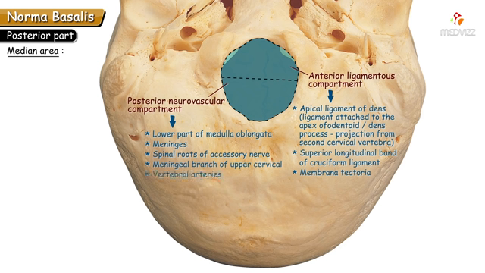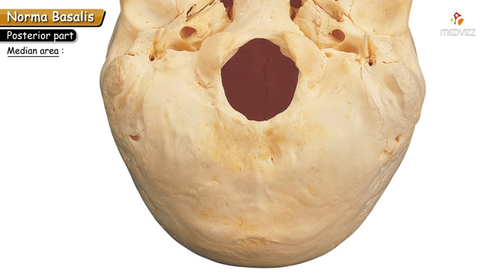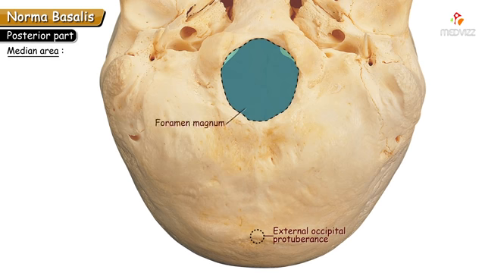Vertebral arteries are present, and a sympathetic plexus around these vertebral arteries, as well as anterior and posterior spinal arteries. These are the important contents which pass through the foramen magnum. Among the other features in the median part of the posterior Norma basalis, we can see a projection here, the external occipital protuberance. If we trace anteriorly from it to the foramen magnum, there is a median elevation of bone called the external occipital crest.